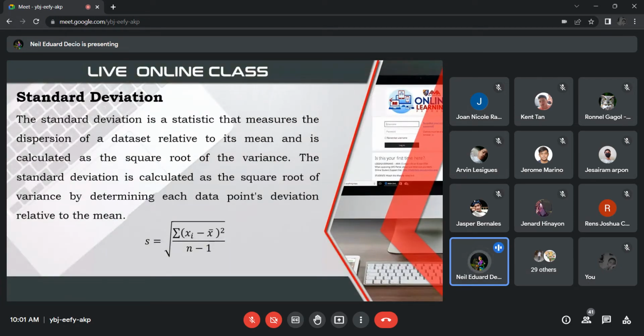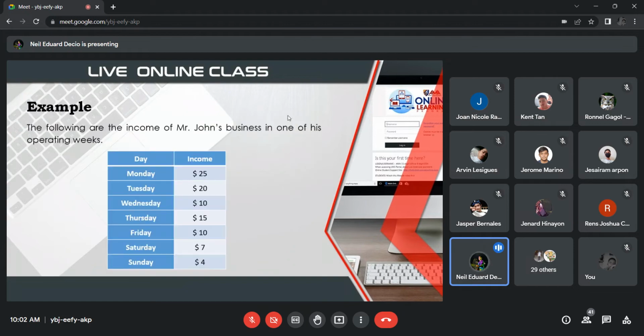Okay? So kung may variance ka na, madali na lang yung standard deviation. You would simply take the square root of your variance. So standard deviation is a statistic that measures the dispersion of a data set relative to its mean and is calculated as the square root of the variance. The standard deviation is calculated as the square root of the variance by determining each data point's deviation relative to the mean.